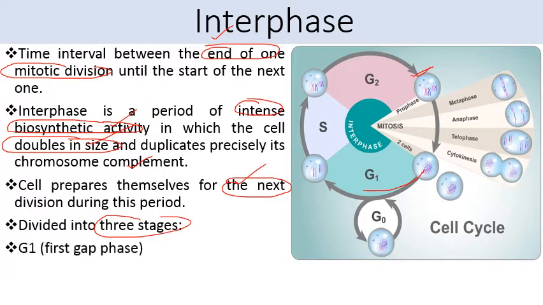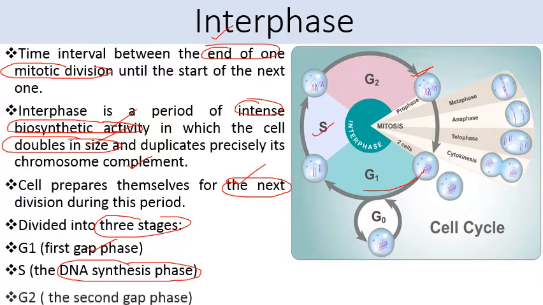First one is the G1 phase, that is first gap phase. Then S phase, the DNA synthesis phase. Here DNA replication occurs. Then comes the G2 phase, that is the second gap phase.